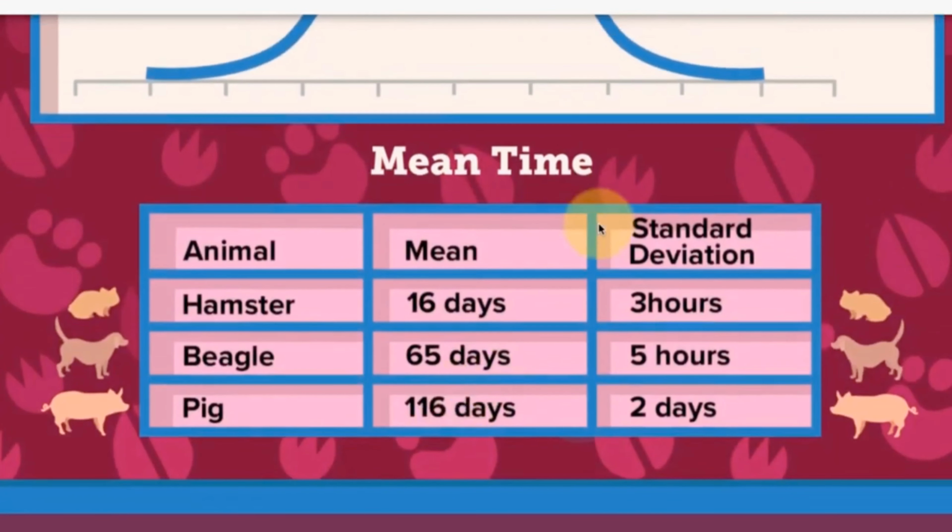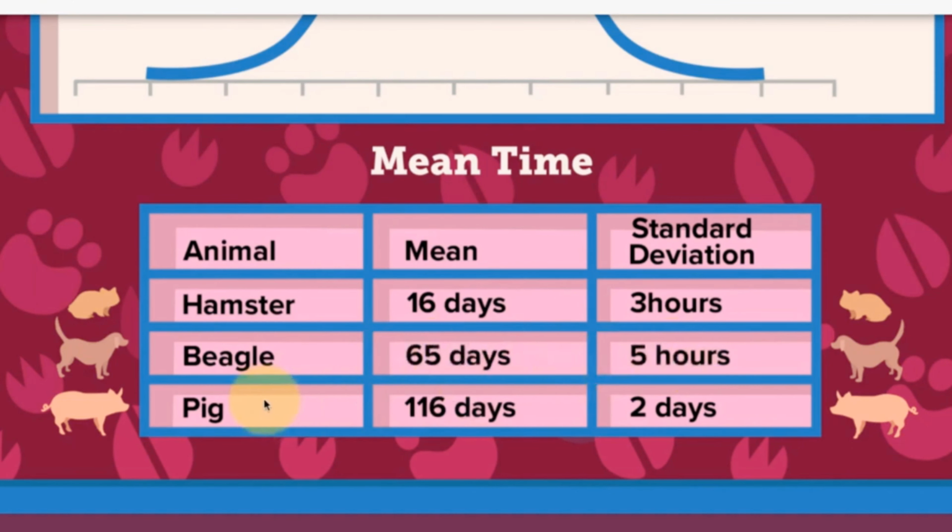Here is the mean time. So on average, a hamster will give birth 16 days after becoming pregnant. The standard deviation basically means it will take 3 hours more or 3 hours less, and most of that data is within 3 hours, right? A beagle holds a baby for 65 days, and their standard deviation is 5 hours.